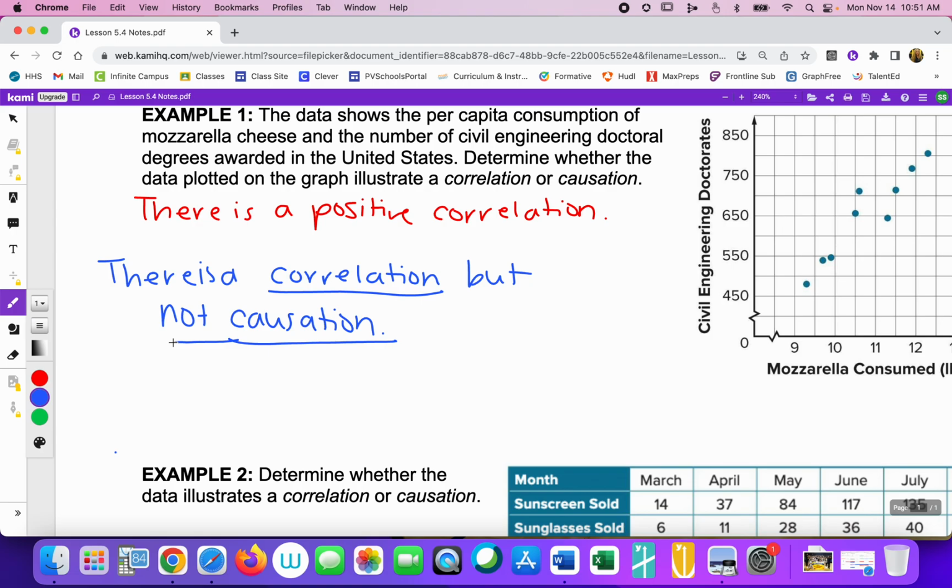So the reason on this one would be cheese has nothing to do with a degree in civil engineering. Okay, at least I hope not. So that's what we would call just a coincidence. There's a positive correlation, but that does not cause the other thing to happen.